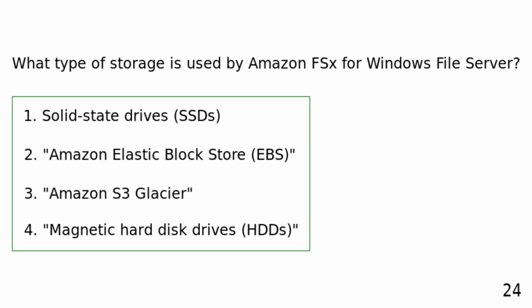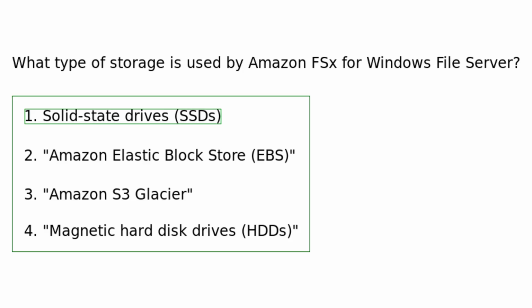What type of storage is used by Amazon FSx for Windows File Server? Solid-state drives. Amazon Elastic Block Store. Amazon S3 Glacier. Magnetic hard disk drives. Amazon FSx leverages SSDs to provide low latency and high throughput for Windows workloads.